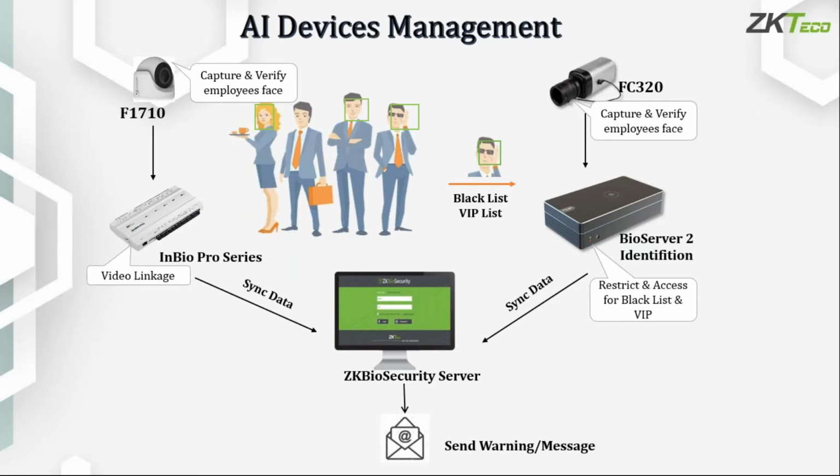Similarly, the FC320 camera we will connect with the bio server, which will help you restrict and give access to a person. This camera will capture the face and give access accordingly. We can do blacklisting of a person: if his face is verified as being in the blacklist information, he will not get access.